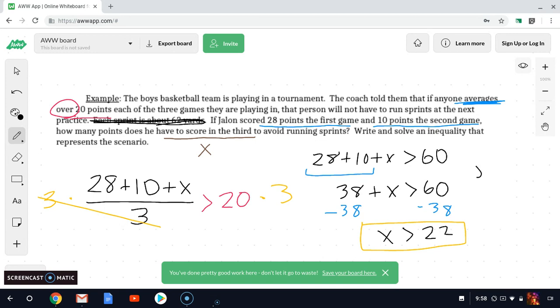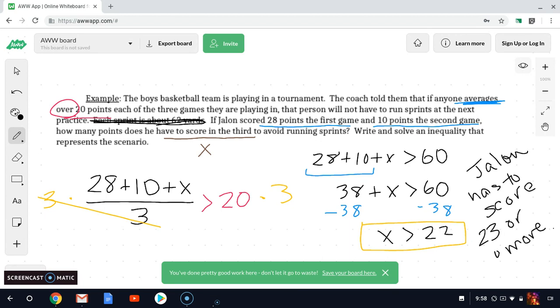So we're going to say Jalen has to score 23 or more to avoid running sprints.